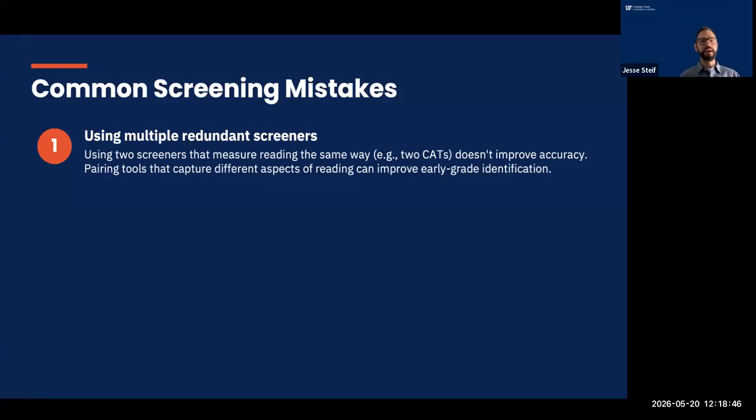student reading. Whereas if you are pairing a computer adaptive test that measures overall reading skills, with a little bit of vocabulary, phonics, oral language, and comprehension, with something like an oral reading fluency test, where a student has one minute to read a text out loud and we measure their words correct per minute, which can tell us a ton about how a student is reading, that actually can improve identification of students who are at risk, particularly in the elementary grades.